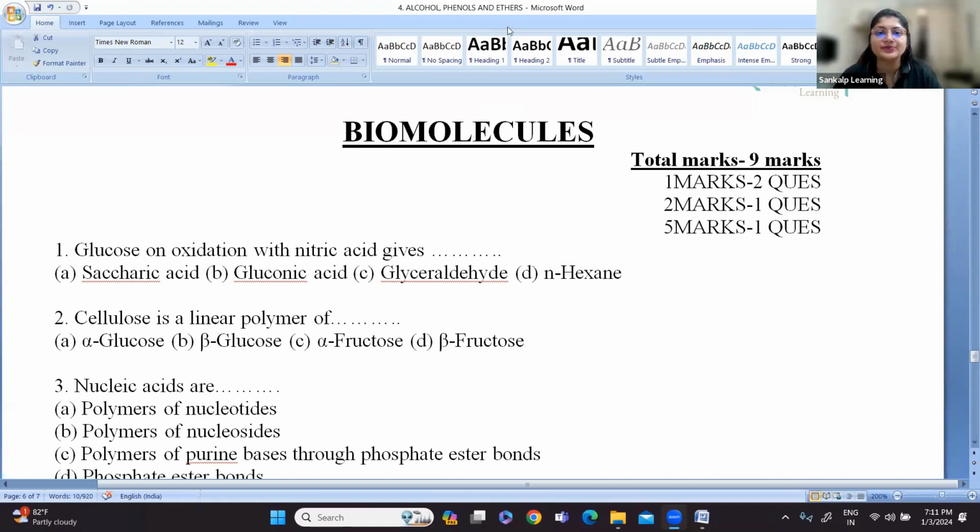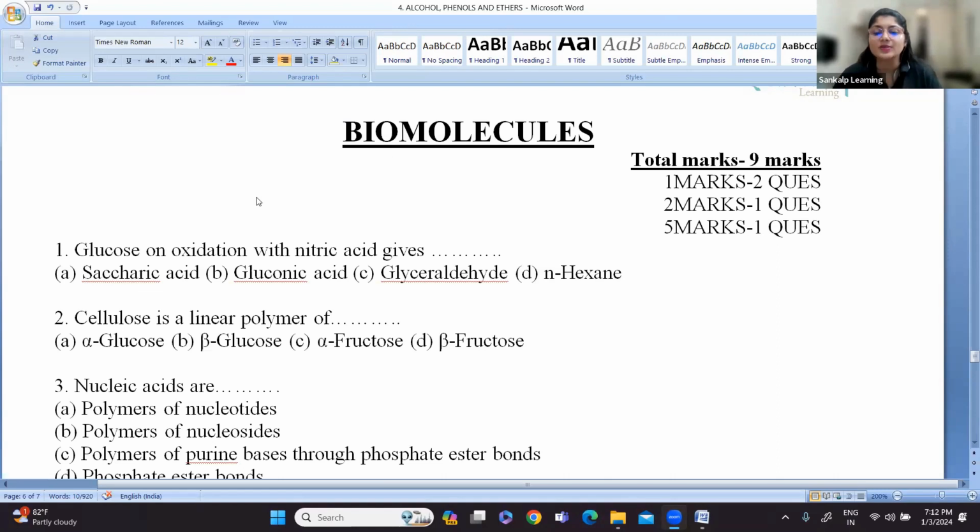Why are they helpful, students? Because they help in growth. When you are taking essential nutrients, essential carbohydrates, whatever is required by the body, proper vitamins and proteins, if the body is getting enough nutrients, then what will happen? Your body will be maintained and the growth will be proper. So these biomolecules are very essential.